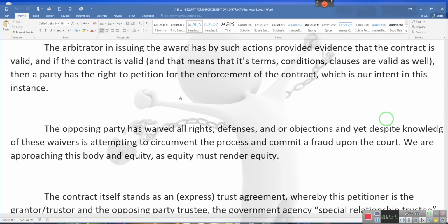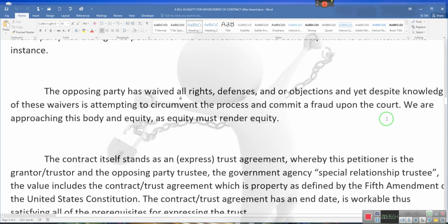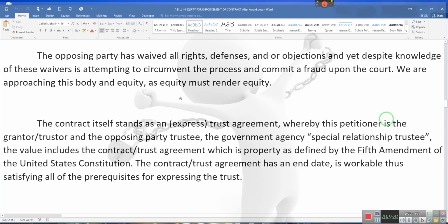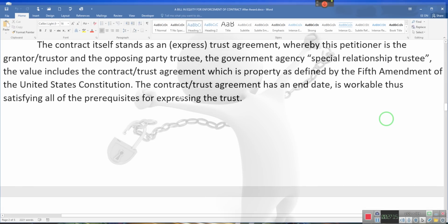See, we're not asking for confirmation. We're asking for enforcement of the contract. This is a bill in equity for enforcement of the contract. The opposing party has waived all rights, defenses, and/or objections, and yet, despite knowledge of these waivers, is attempting to circumvent the process and commit fraud upon the court. We are approaching this body in equity, as equity must render equity. The contract itself stands as an express trust agreement whereby this petitioner is the grantor, trustor, and the opposing party, the trustee. The government agency, special relationship trustee.